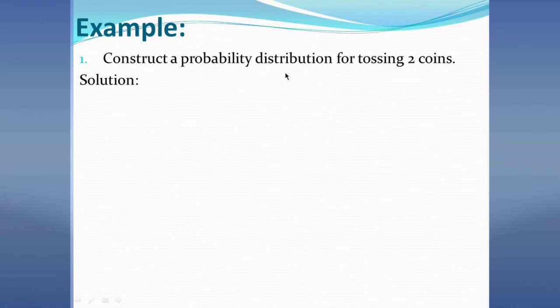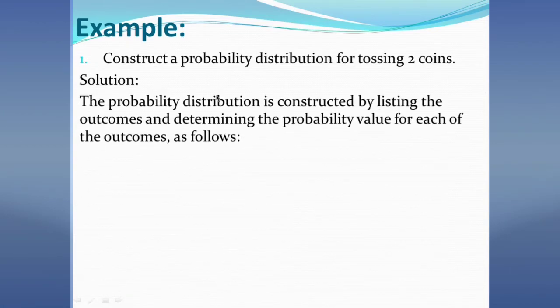First example, construct a probability distribution for tossing 2 coins. Take note po, 2 coins. Ilan kaya yung lalabas, or how many possible outcomes, total number of outcomes if we toss 2 coins? Of course, meron tayo dyan na 4: tail-head, 1 tail 1 head, 2 tails, and 2 heads. Therefore, meron tayong 4 total number of possible outcomes.